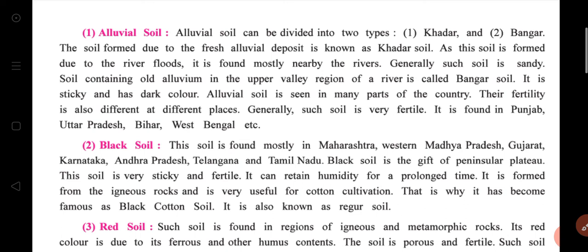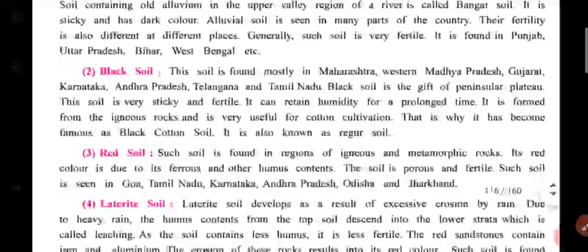Khadar soil is mostly found nearby the rivers, and generally such soil is sandy. Then bangar is sticky and has a dark color. The alluvial soil is seen in many parts of the country, and the fertility is also different at different places. Generally such a soil is very fertile. It is found in Punjab, Uttar Pradesh, Bihar, West Bengal, etc.